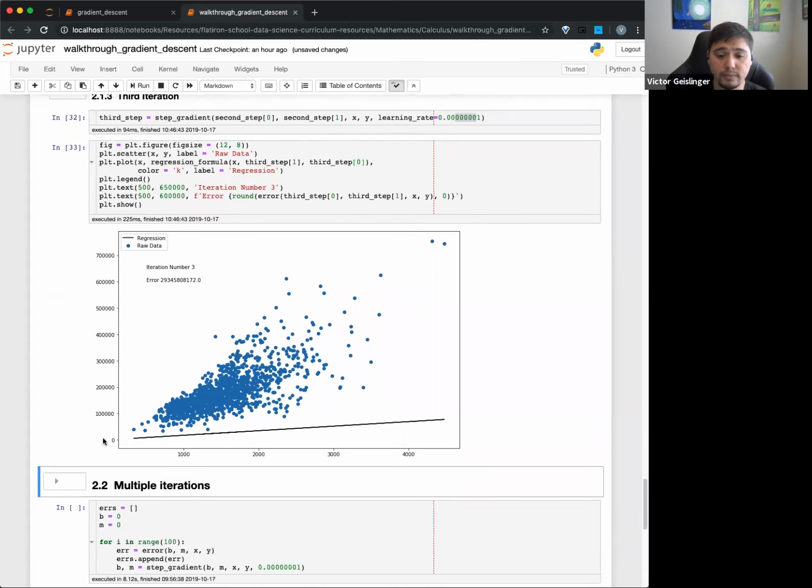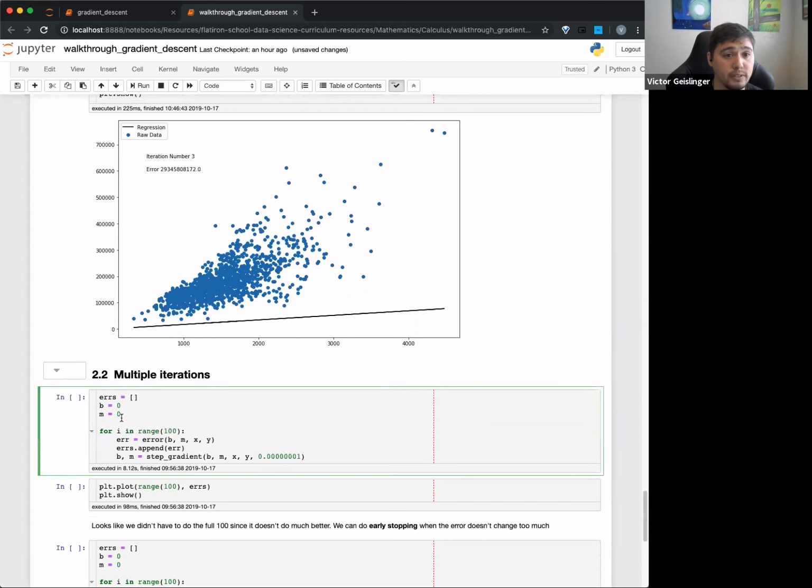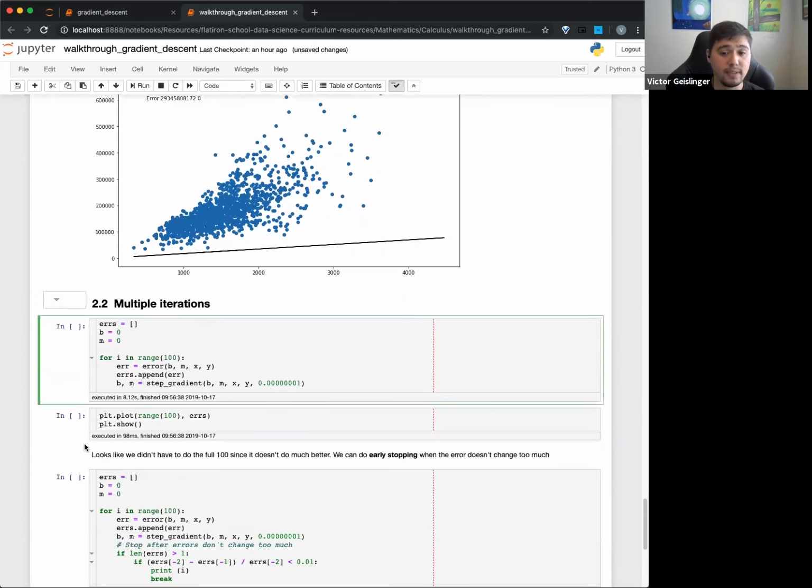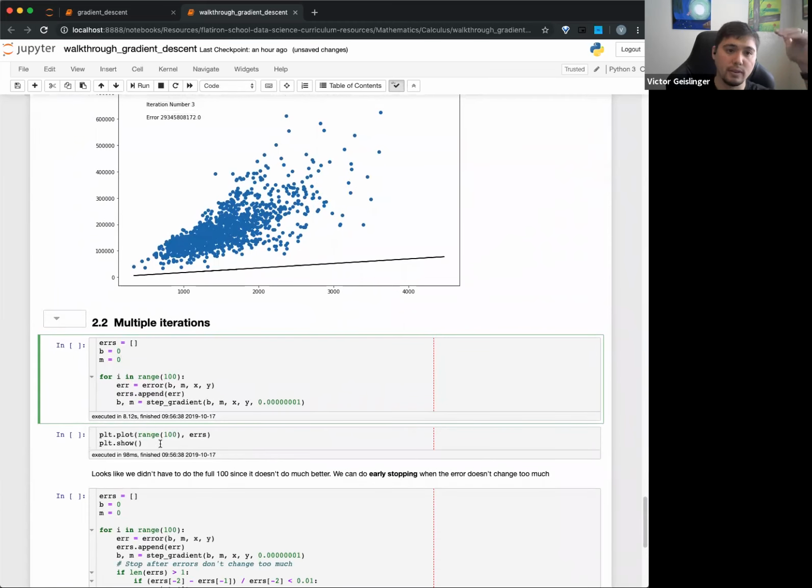Okay, so let's try to do multiple iterations. This way we can automate this stuff. You're like, okay, I don't want to do this all day, going through each iteration and running it. So we're gonna do a for loop, right? We'll say, okay, we're gonna do 100 iterations. We'll start off with 0 and 0 like we had before. And basically we'll keep the errors just for us to check out and see what that looks like. And we're basically going to keep going through and updating B and M each time, okay?